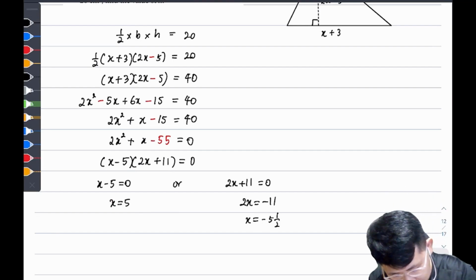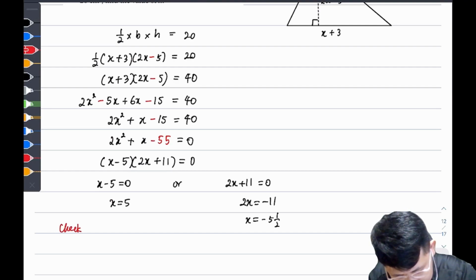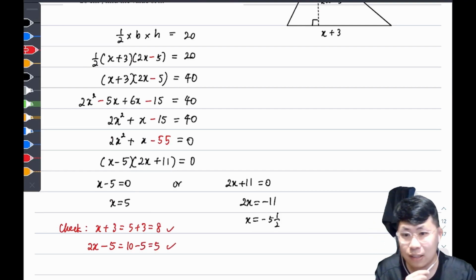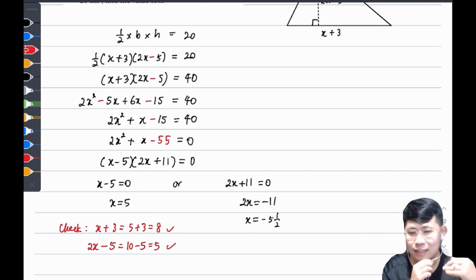Let's check. Okay, so when x equals to 5, now check the length. So x plus 3 is 5 plus 3. So this will give me 8. 2x minus 5, so this would be 10 minus 5. So this will give me 5. So it is okay. The height and the lengths are okay. The sides and the heights are okay.